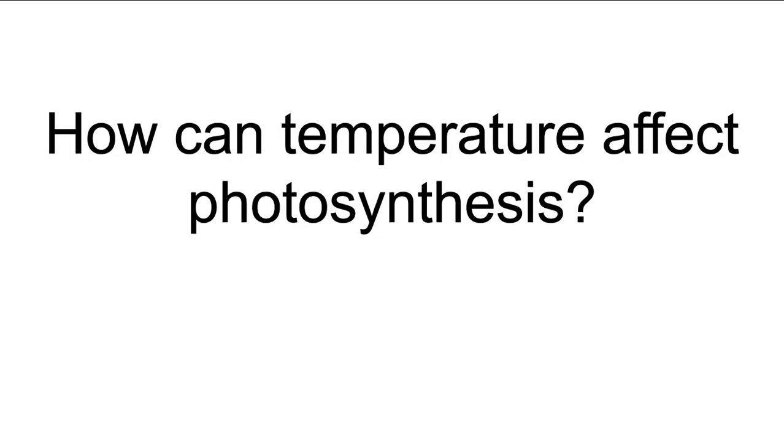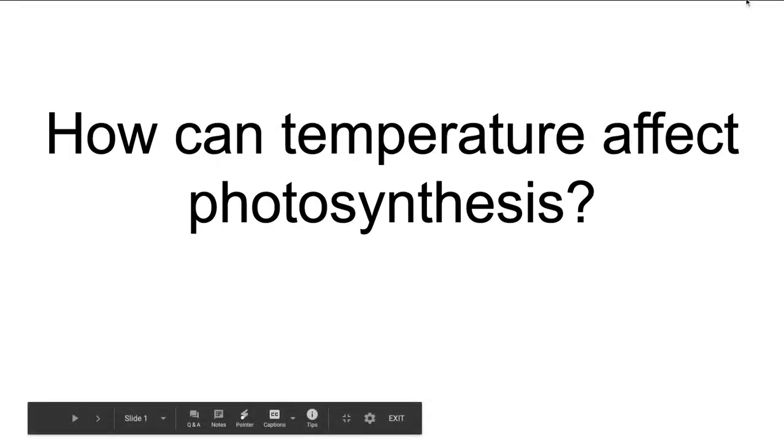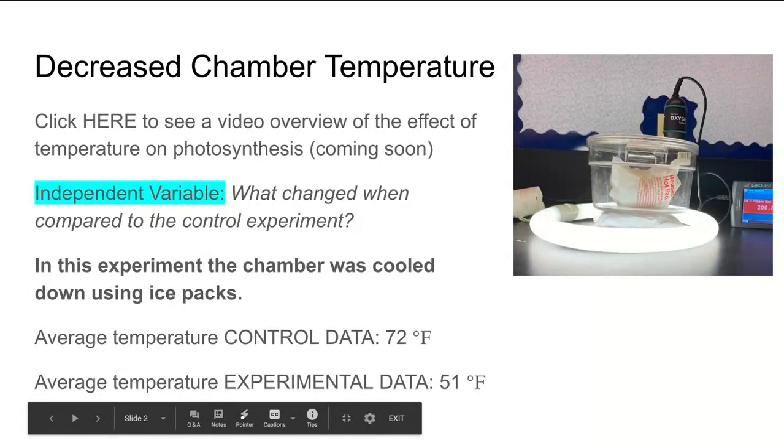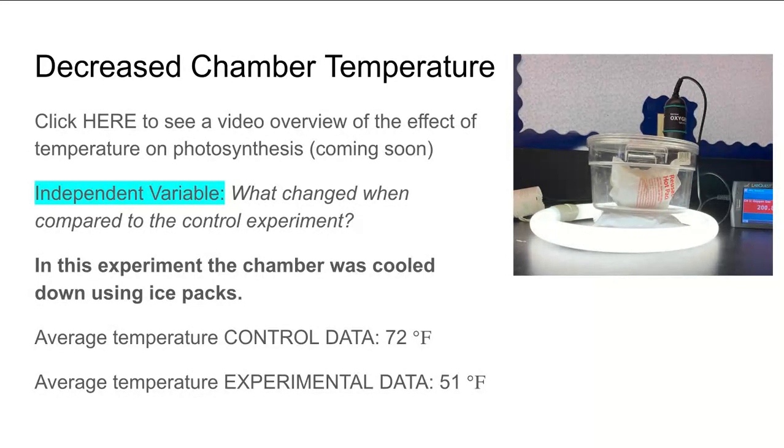So how can we make sure that we are considering temperature in this variable consideration? What we want to start with is, what did we do in our experiment? This is an overview of what we did for our experiment testing temperature. We decided to look at a decreased temperature and compare it to a room temperature scenario.